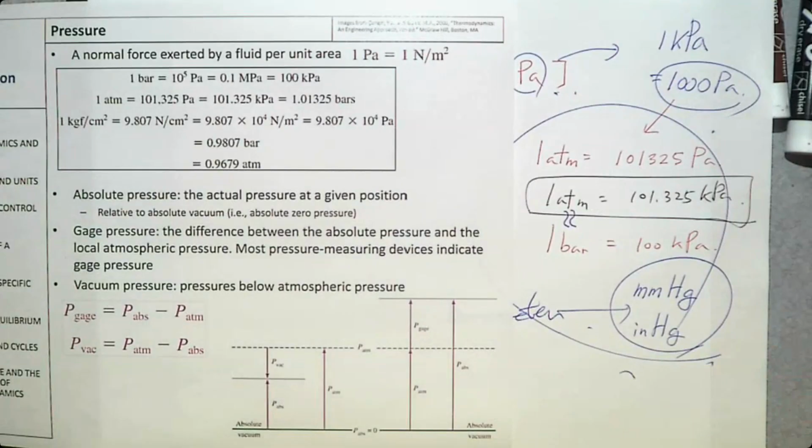Okay, so absolute pressure, gauge pressure, vacuum pressure. There are already many pressure units, and then there are many different pressure names. So let's talk about that. Absolute pressure is the actual pressure at a given position. So when I say the atmospheric pressure in this classroom is 101.325 kilopascal, that is absolute pressure. Why do we need gauge pressure and vacuum pressure? Let's talk about that.